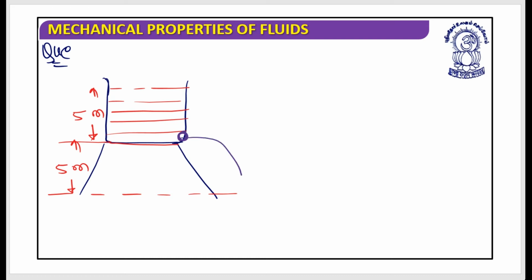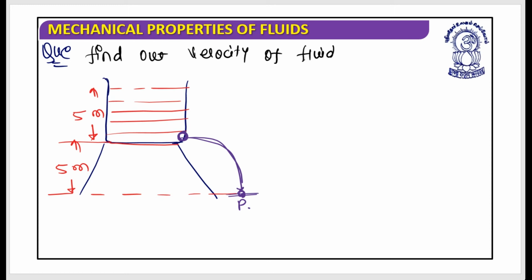So this will move like this. It is going to strike at this point on the floor. Let's call this point P. The question is to find the velocity of the fluid at point P, that means when it strikes the surface of the earth. This is the situation. How will I do this?